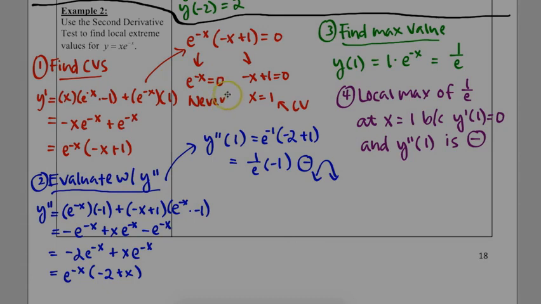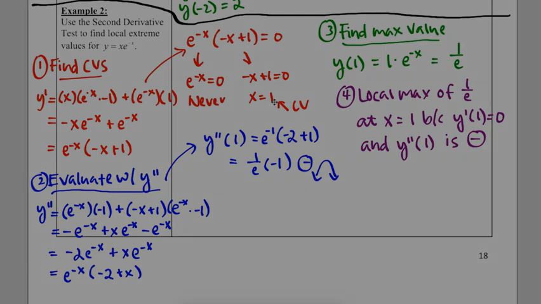I knew that e to the -x was never going to be 0. Really, this was 1 over e to the x equals 0, and that's never going to happen. And so I got one critical value of x equals 1. I knew I didn't have to check any endpoints because we weren't given a domain, and I knew that our first derivative was never going to be undefined anywhere.